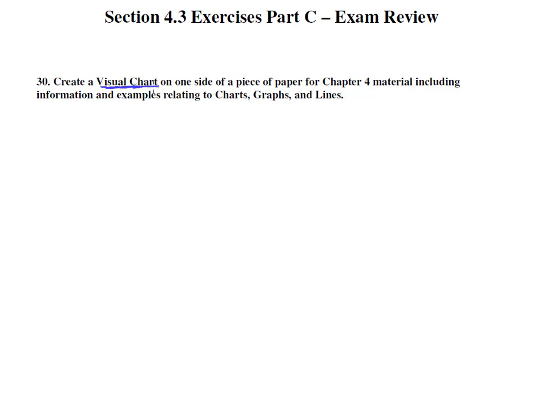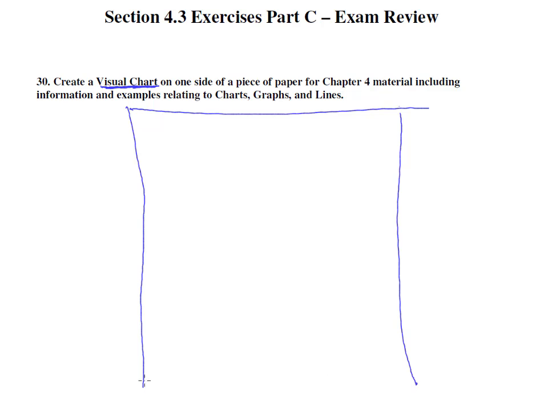And number 30 says create a visual chart. Oh, how valuable the visual chart is. So it should be on a piece of paper. Yeah, big piece of paper here, and you're going to divide it up. Put your name on here with, this is for lines and graphing. And one whole section up at the top should be on graphing.